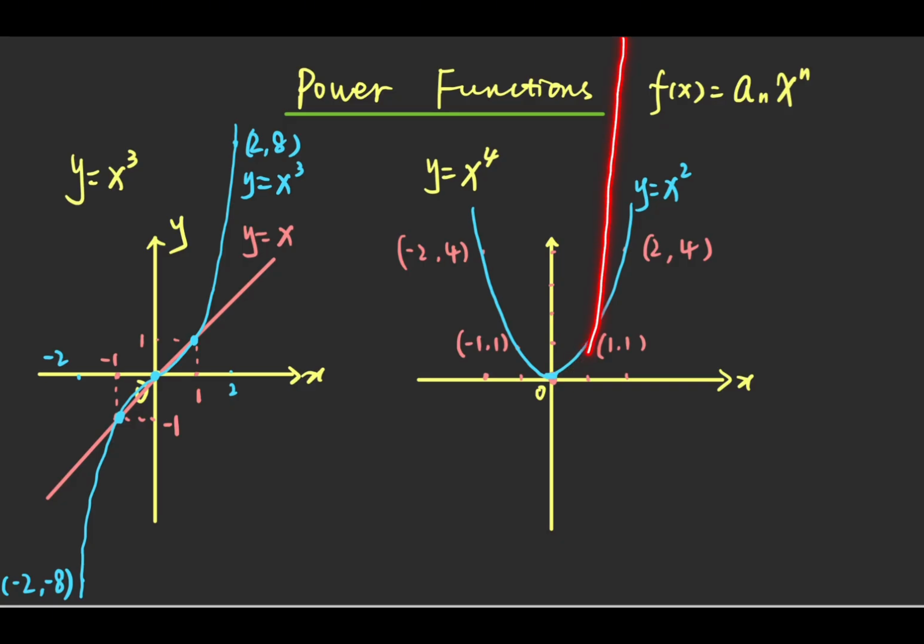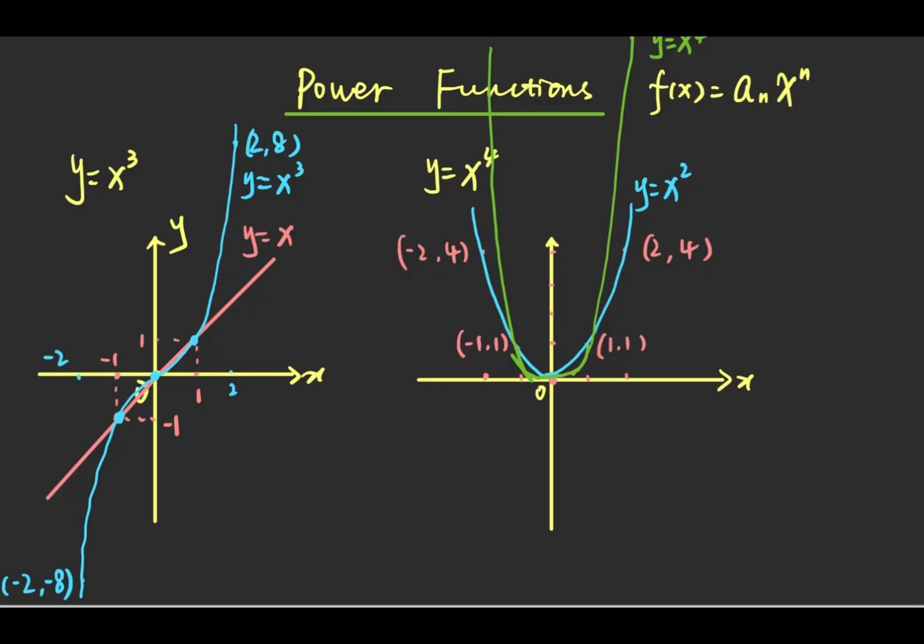Then you can get the graph like this. This is y equals x raised to 4. Here it is flatter than the graph of this function. This is y equals x raised to 4.